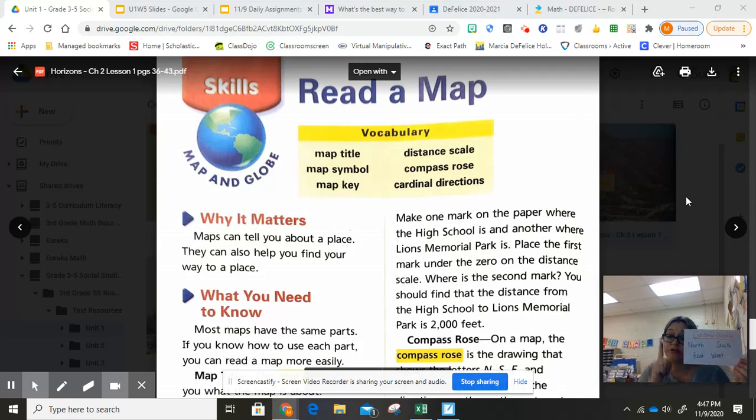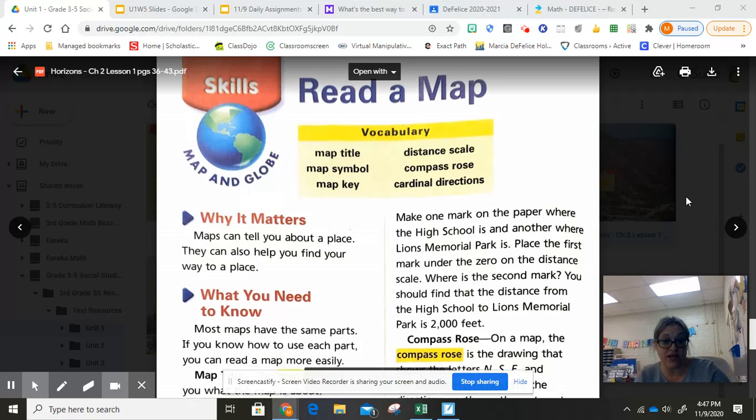But if something's not going directly north or south or directly east or west, then you can say that something is northeast, northwest, southeast, or southwest also. All right, so they are our new map vocabulary words. So let's take a look at this page together.